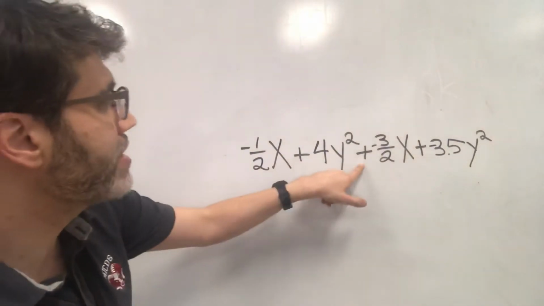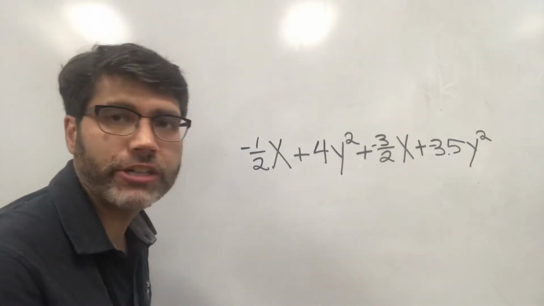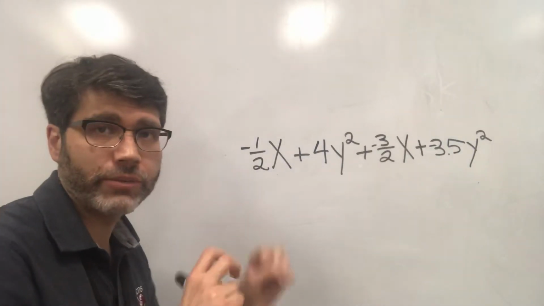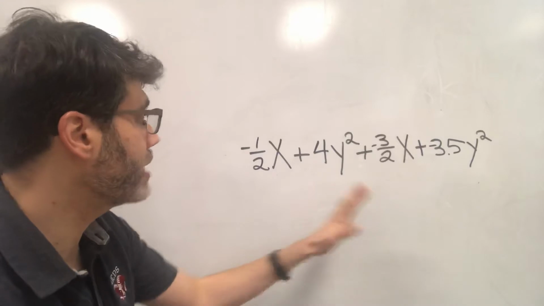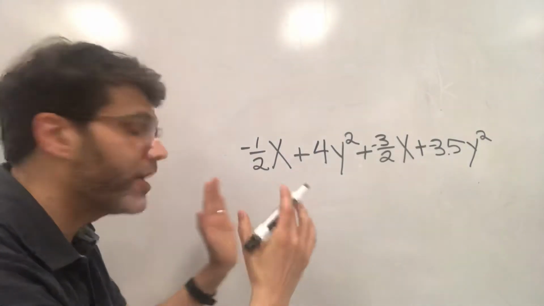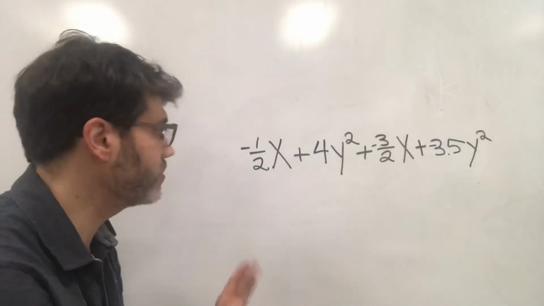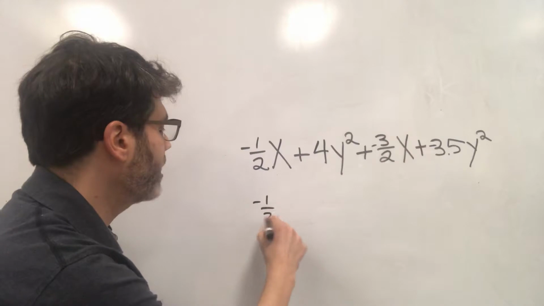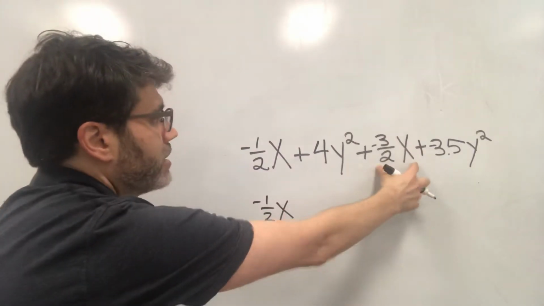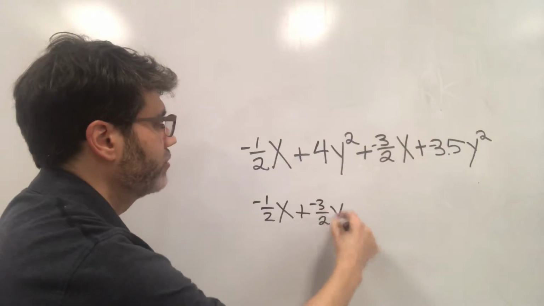Okay, so now we're adding everything. We're adding everything, okay? And that makes it much easier when we're just beginning to rearrange things. So let's rearrange things so all the like terms are next to each other. So let's get our x's here and our y squareds here. If you want to put all your y squareds first and then your x's, totally fine as well. Doesn't matter. Okay, so we have -1/2 x. Let's bring this plus -3/2 x over here.